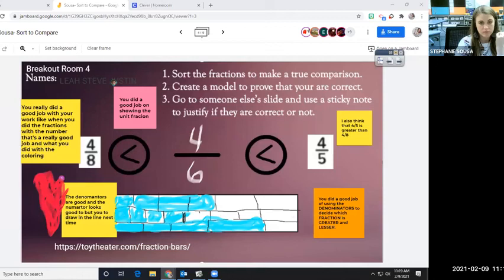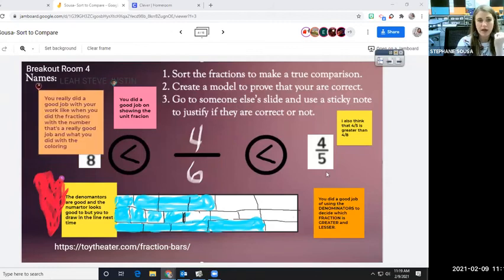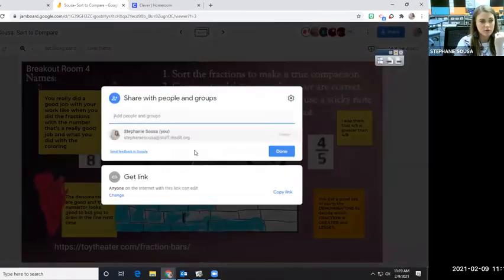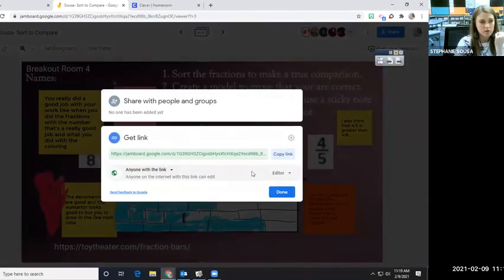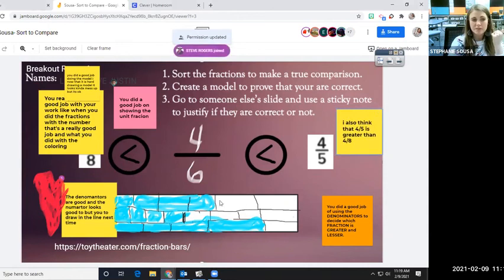All right, I'm going to get those groups set up. Okay, the second time that I sent you in there, you got much better at using math vocabulary. I'm going to turn off permissions here. Change, you can view it only. Awesome. I also think that 4/5 is greater than 4/8. So they're using vocabulary there to explain.